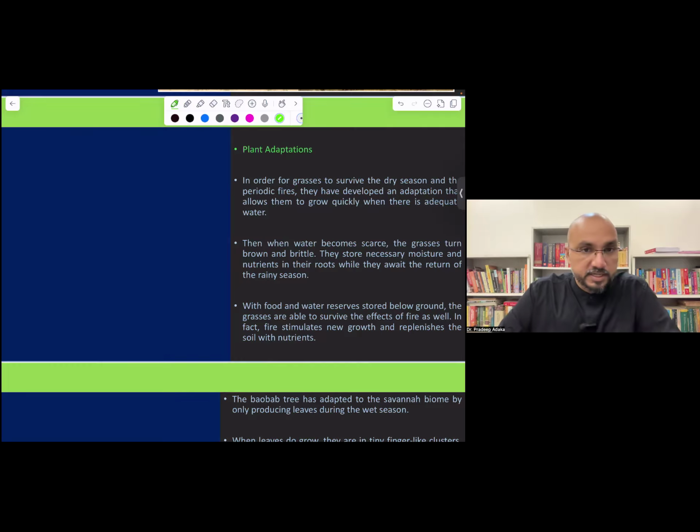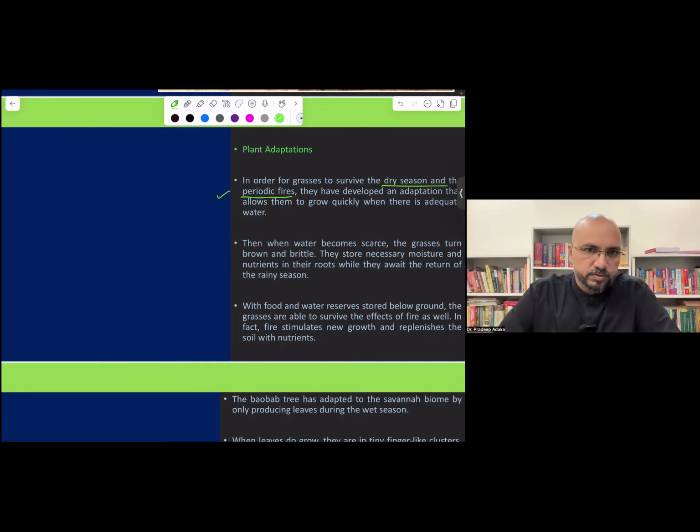So, in order for the grasses to survive the dry season and the periodic fires, there is also a fire hazard. In this area, fires are also common, but this fire rejuvenates the savanna. It helps in returning the nutrients and sometimes breaking the dormancy of certain species. So this fire is good for the species.